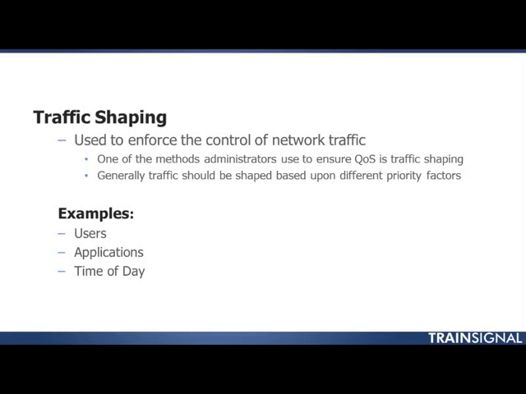And then we can also do things based upon the time of day. We can understand that during certain times of the day, maybe certain types of traffic have to be a priority, and then during other times of the day, other traffic has to be a priority. So this is kind of the whole big picture idea behind traffic shaping, which is used by QoS.